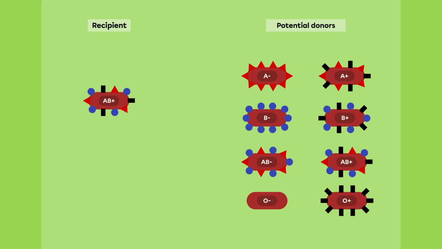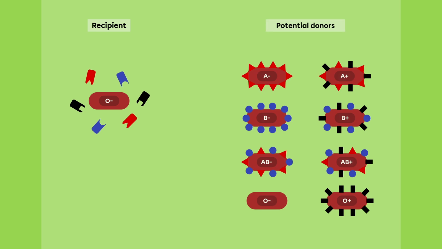Here's another example with a recipient who is AB positive. This person's agglutinogens are A, B, and the rhesus factor. Since their red blood cells have all the agglutinogens, their plasma has no agglutinin. This means that all blood types can give blood to a person with type AB positive. This is why they are called the universal recipients.